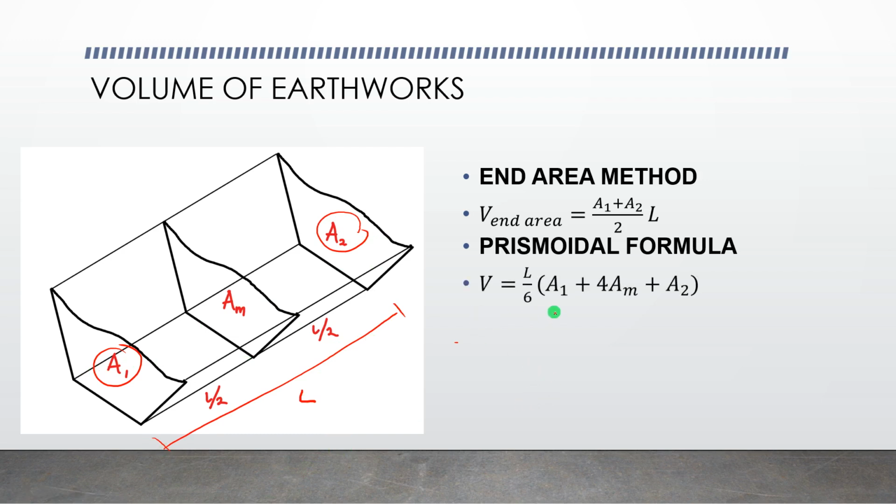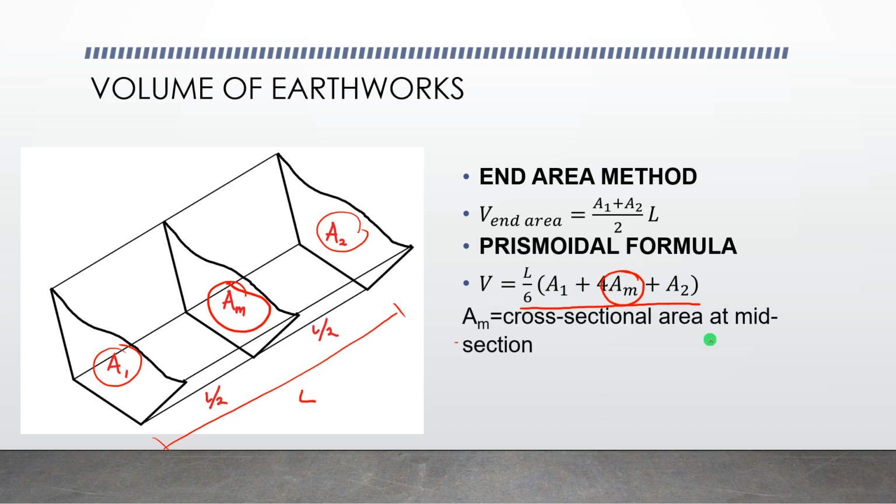Second formula is by prismoidal. As we recall, this is the prismoidal formula, which requires three areas. So we have here the area at the median: L over 6 times the quantity of A1 plus 4AM plus A2.